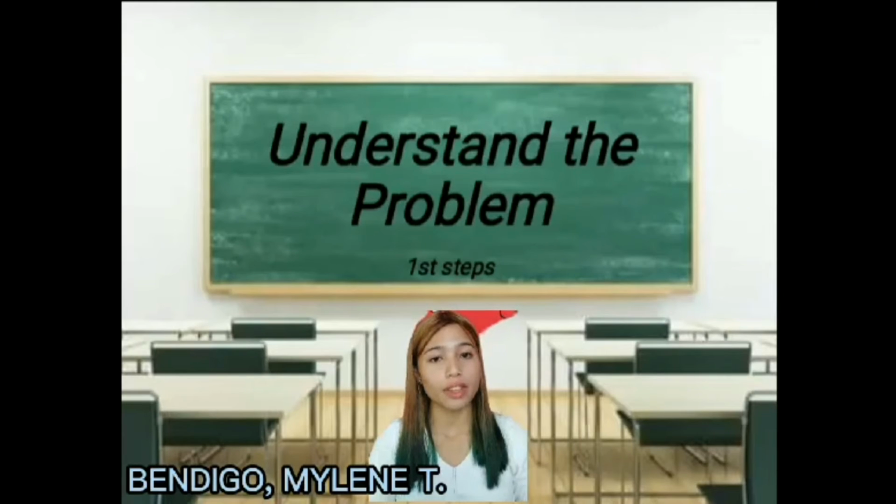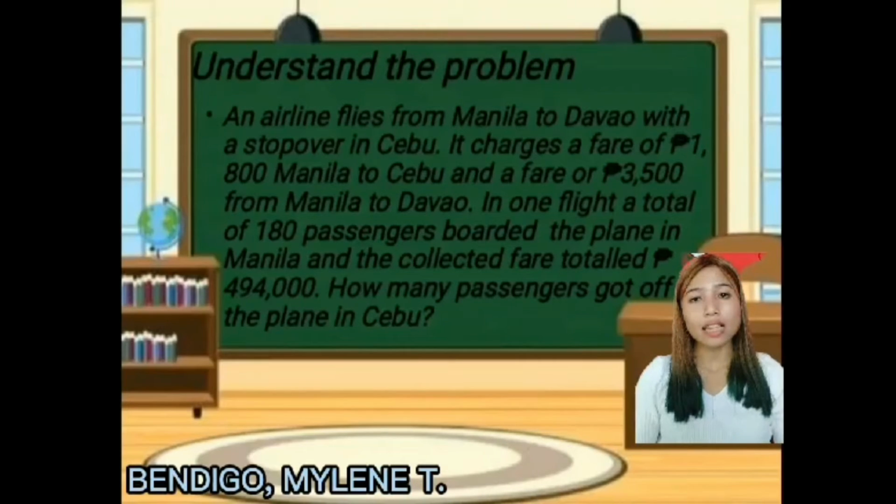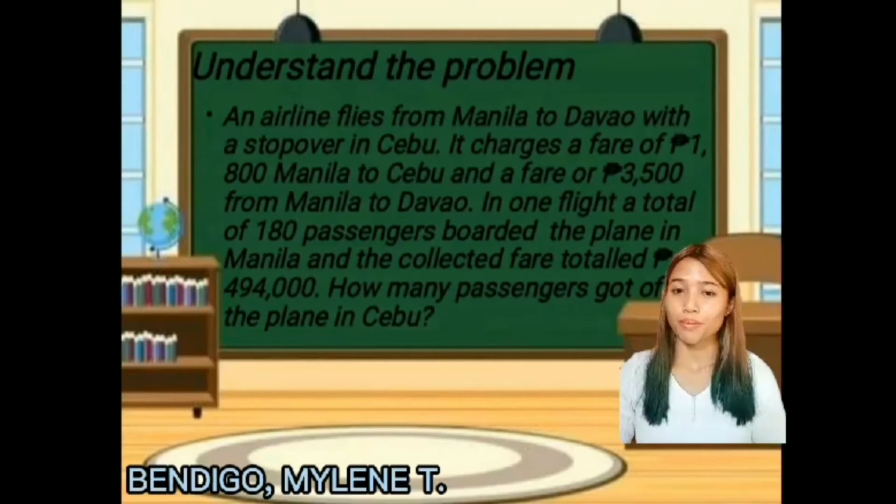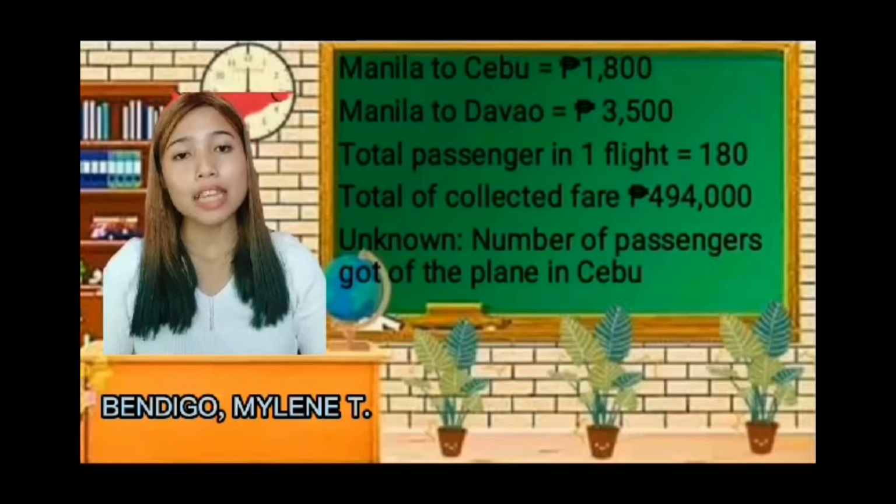We have this given: an airline flies from Manila to Davao with a stopover in Cebu. So that means the flight from Manila to Davao passes through Cebu first. It charges a fare of 1,800 pesos from Manila to Cebu. So the fare from Manila to Cebu is 1,800 pesos, and a fare of 3,500 pesos from Manila to Davao.